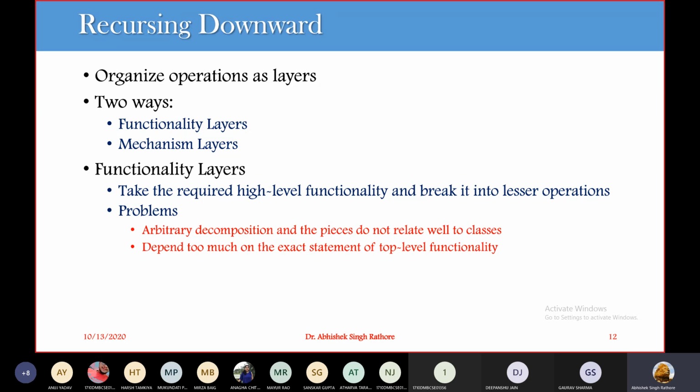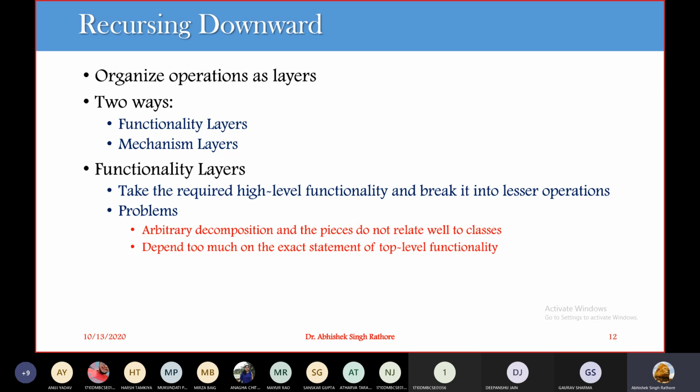We had higher level operations, and usually we select this recursing downwards. Why are we recursing downwards? Because we had two approaches: either we can go for the top down approach or we can go for the bottom up approach. And we saw that with the bottom up approach there was a problem: irrelevant and unnecessary operations also get identified.